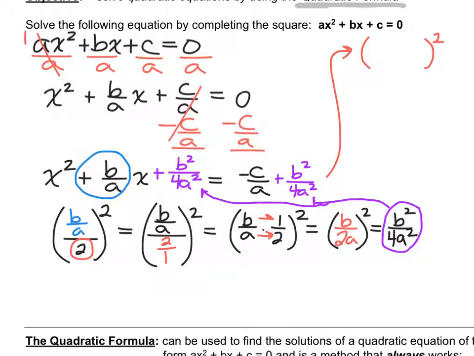Right? So when we complete the square, using a perfect square trinomial, we take the square root of the first term. What's the square root of x squared? X. We carry down the middle sign. What's the square root of b squared over 4a squared? B over 2a. All right. The right-hand side we have to simplify. So I'm going to rewrite that expression. We have to get a common denominator and put that all together.